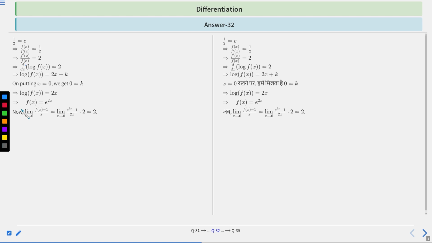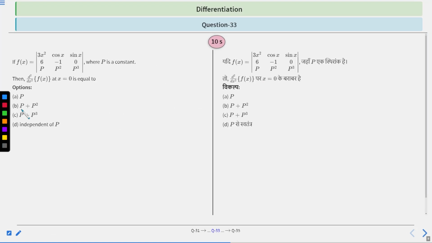Question number 33, which says if f(x) is equal to the determinant with rows 3x square, cos x, sin x; 6, minus 1, 0; p square, p cube, where p is a constant, then the double derivative of f(x), that is d square f(x) upon dx square at x equal to 0, is equal to, and we have to find the answer in terms of p.